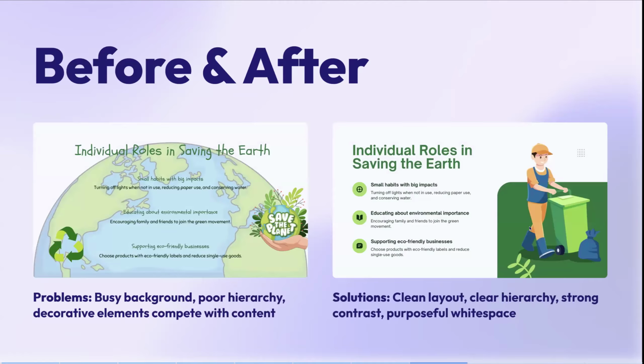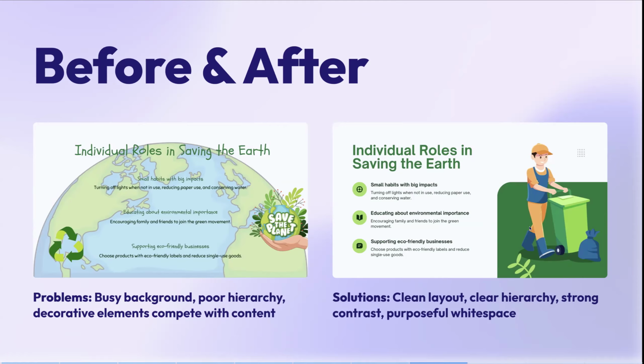On the left here, we have a bad example, and you can see that there's really no visual hierarchy. There's a busy background. There are decorative elements competing for attention. The contrast is off. There are too many font choices. Just a multitude of things that would cause cognitive overload in this first example.